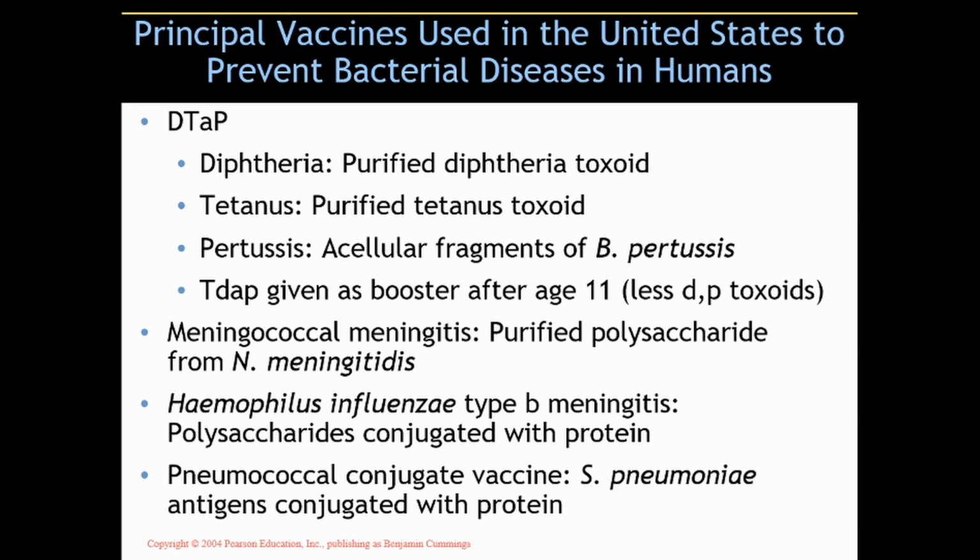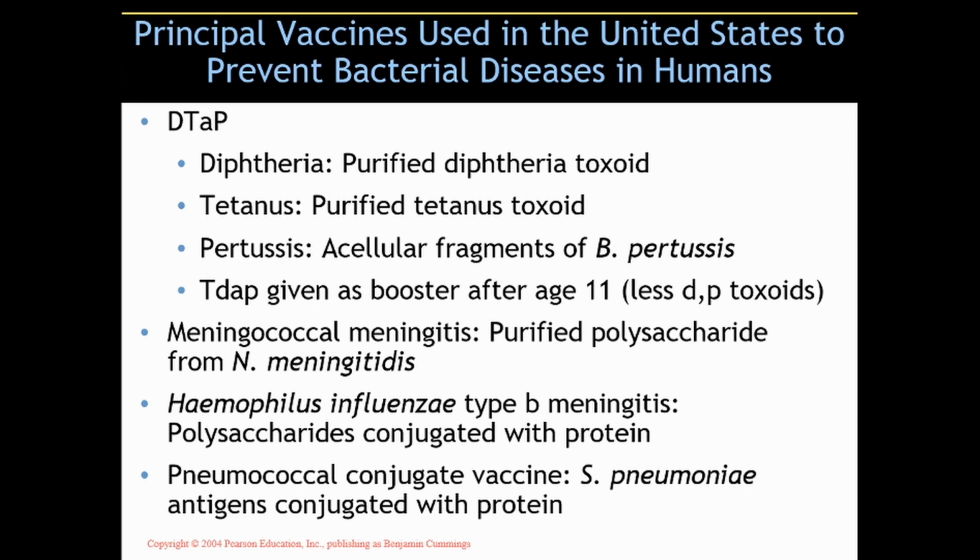Pertussis is given as acellular fragments of Bordetella pertussis. So these are bits and pieces, polysaccharides mainly, and proteins from the cell wall. And these fragments are put together. The cells are fragmented, chopped up, fractionated, and then those fragments are put into this preparation.